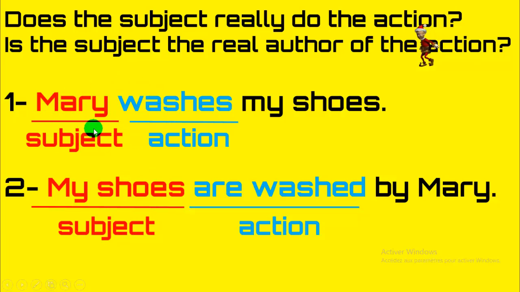The subject is the author of the action. And in number two, my shoes are washed by Mary. The subject does not do the action. The subject is not the author of the action. So, I repeat, to know whether a sentence is in the active or passive voice: in the active voice, the subject is the author of the action, but in the passive voice, the subject undergoes the action. Is it okay?